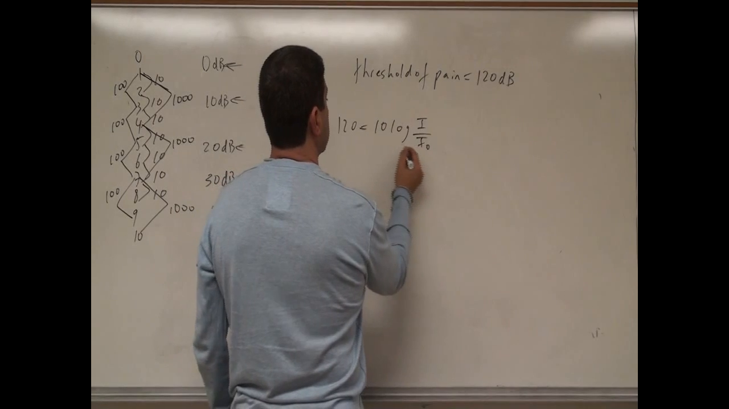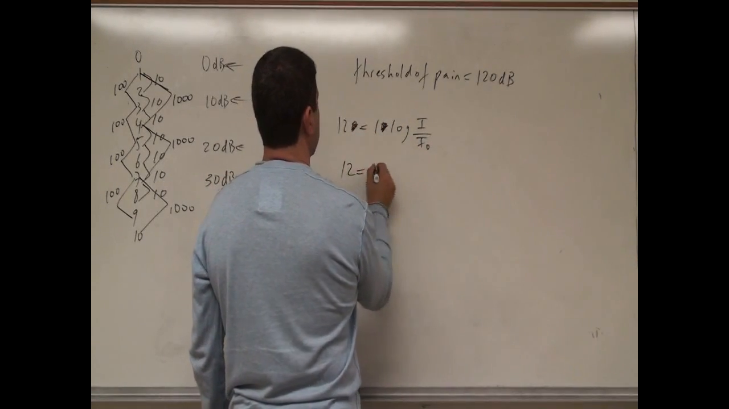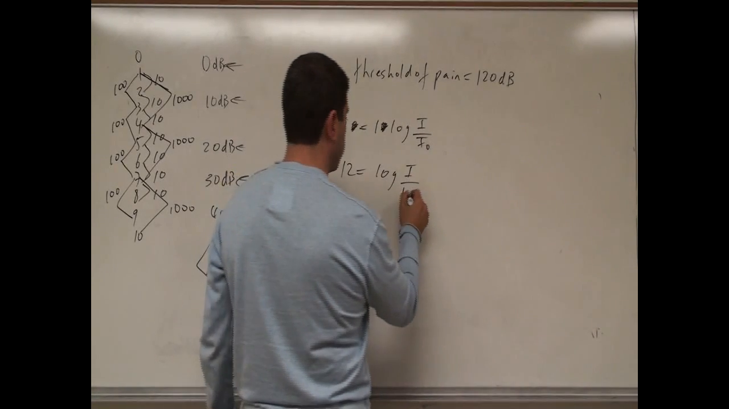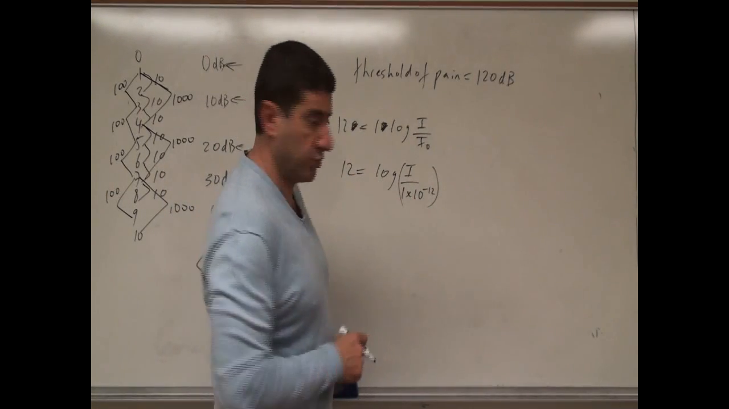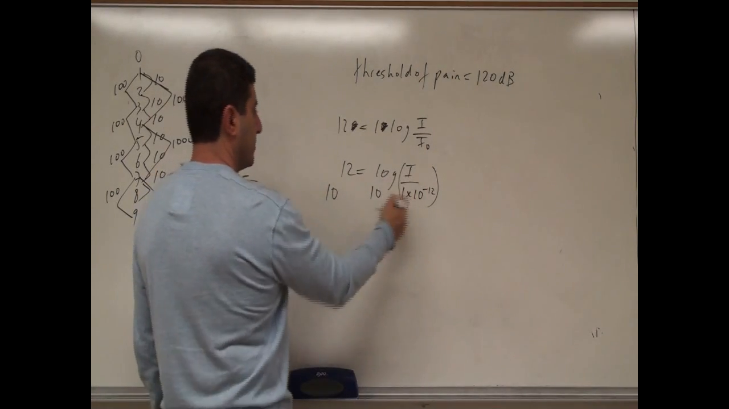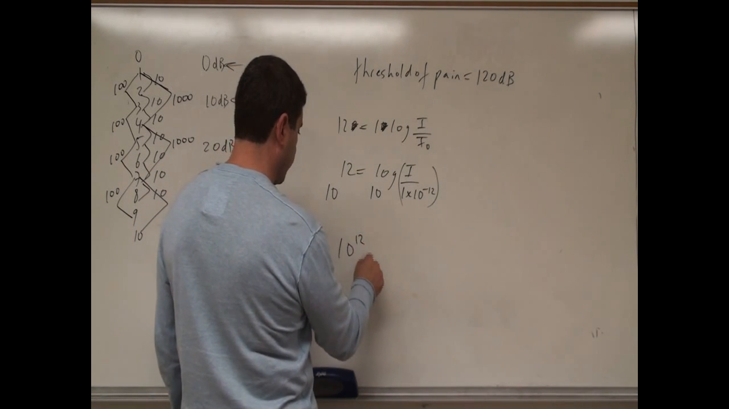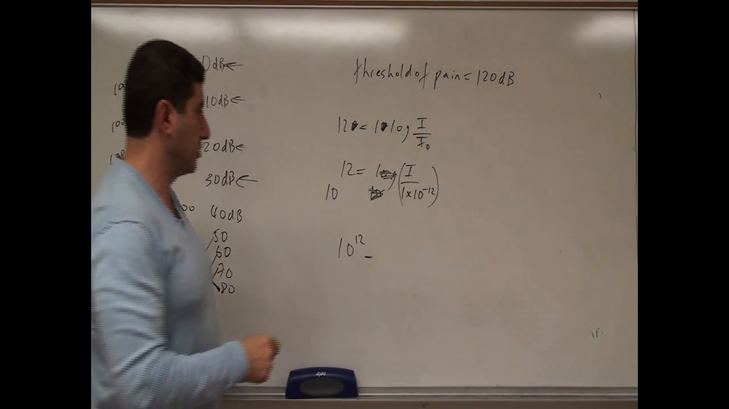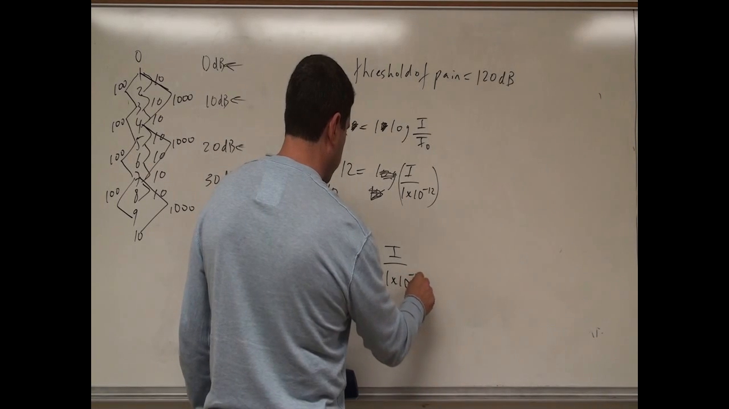So then I can say divide both sides by 10. So you have 12 is equal to log of I over I0, and I0 is equal to 1 times 10 to the minus 12, right? How do I get rid of log? I can raise both sides to the power of 10, right? 10 to the power log of this over this, and 10 to the power 12. 10 to the log, they're going to cancel each other. Then you're just going to end up with I over 1 times 10 to the minus 12.